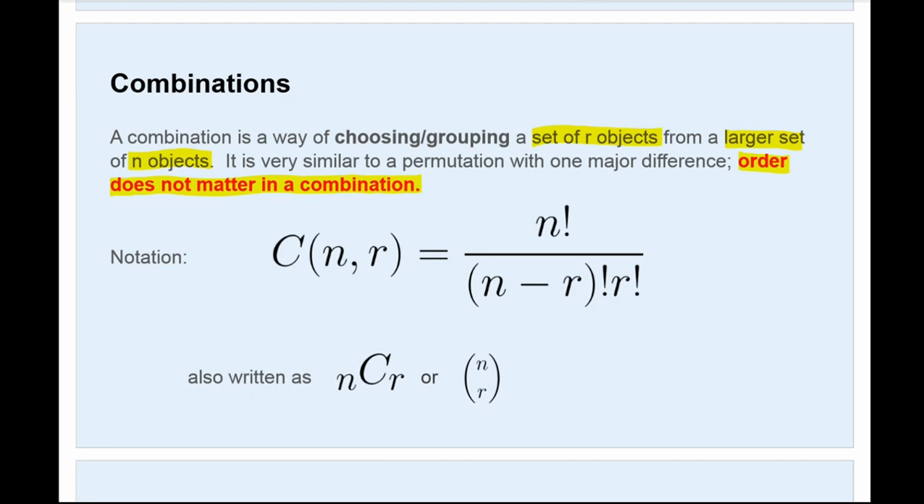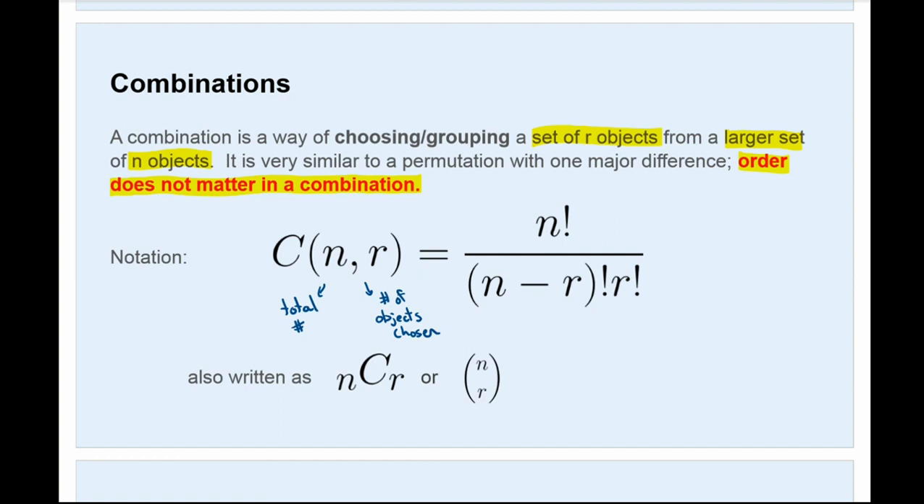The notation is very similar to permutations with some added differences. So we have nCr. n we've already referred to as the total number of objects. r is the number of objects chosen. And in factorial notation, it works out to n factorial divided by n minus r factorial times r factorial.